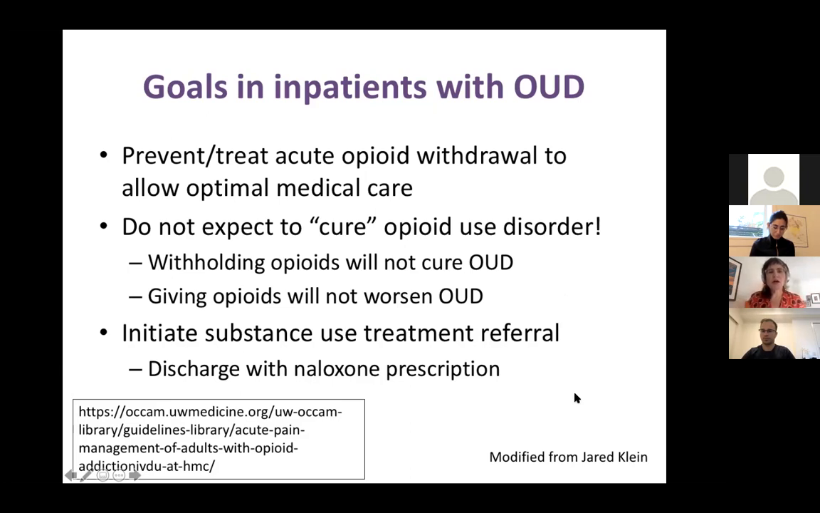We should always initiate substance use treatment referral if the patient is open to it. We should make sure that they have naloxone. There is a great monograph in Occam from Jared Klein. He's one of our opioid use disorder experts, and I do recommend taking a look at that.